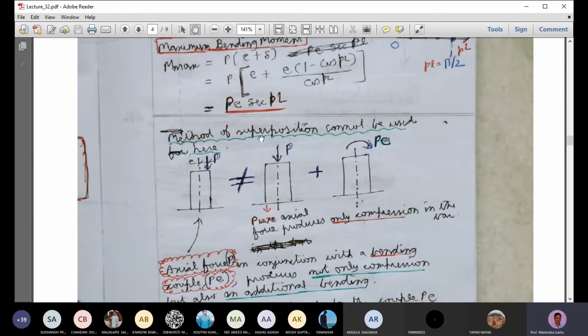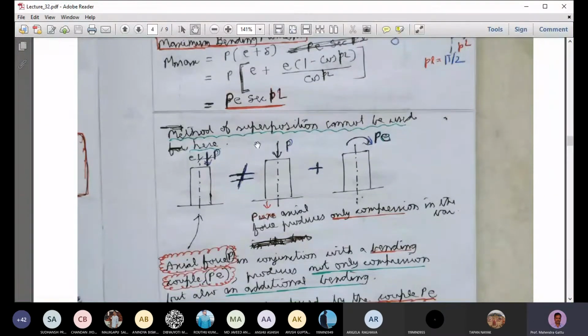But what you see here, the maximum bending moment is P secant PL. Again, that PL is a function of the applied load P. So we are getting some extra contribution here. Usually, if you do a first order analysis, the maximum bending moment will be only P into e. But we are getting some extra contribution because we are doing a second order analysis.